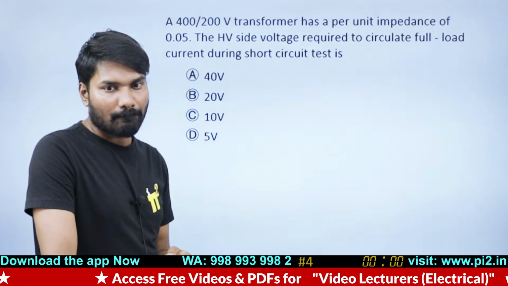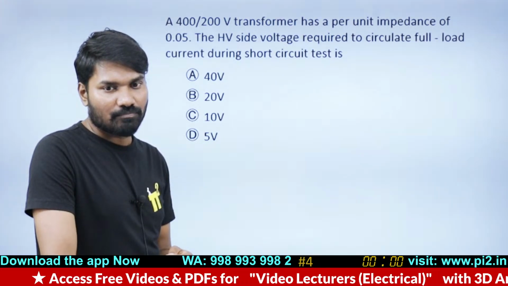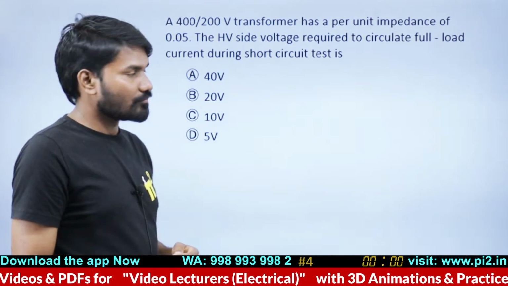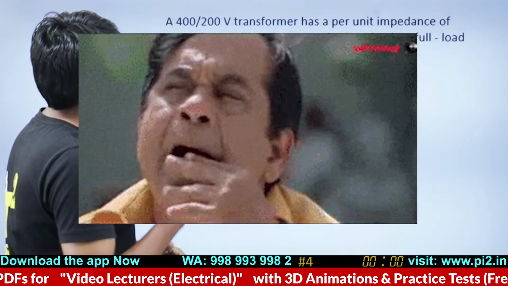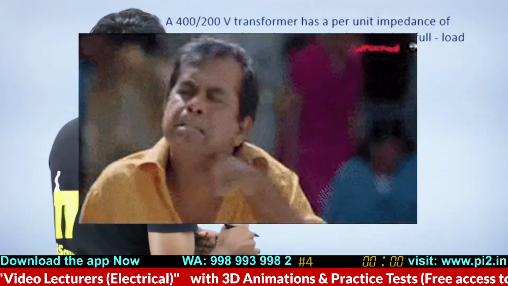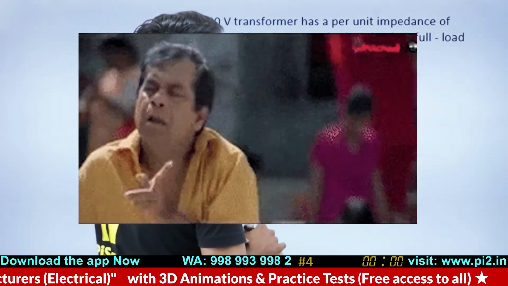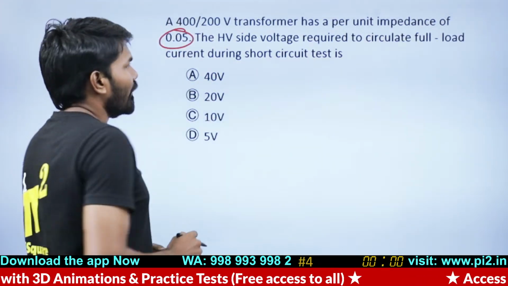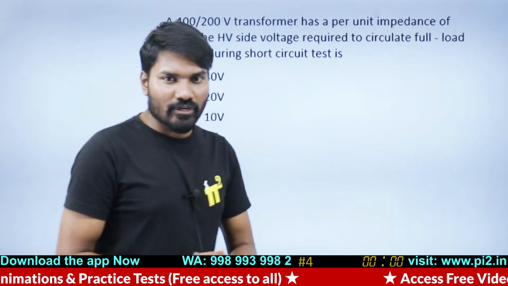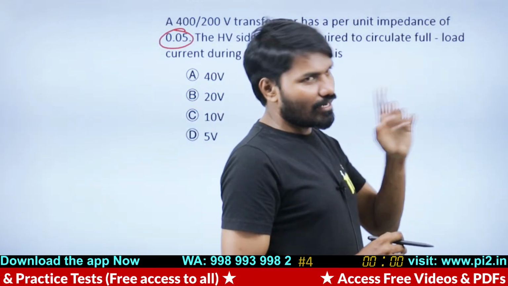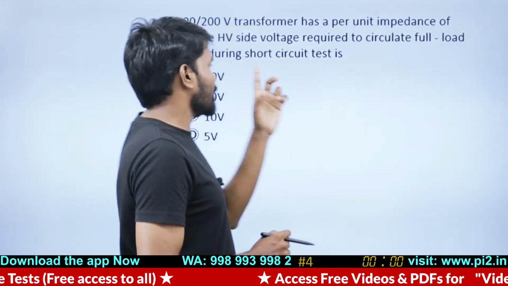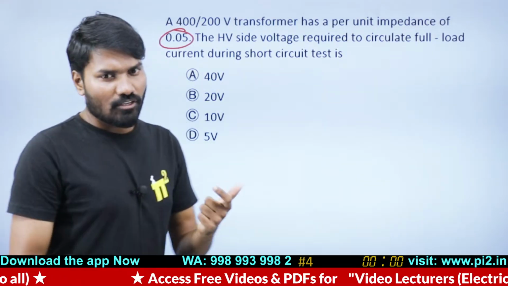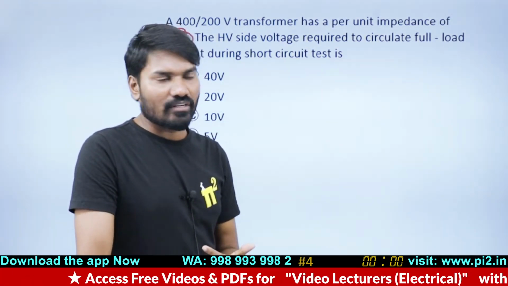Okay, time's up. Let's see. A 400 by 200 volts transformer has a per unit impedance of 0.05. Tell me guys, is this per unit impedance referred to primary or secondary? Which one should I consider? Is it referred to 400 or 200, the low voltage side or the high voltage side?